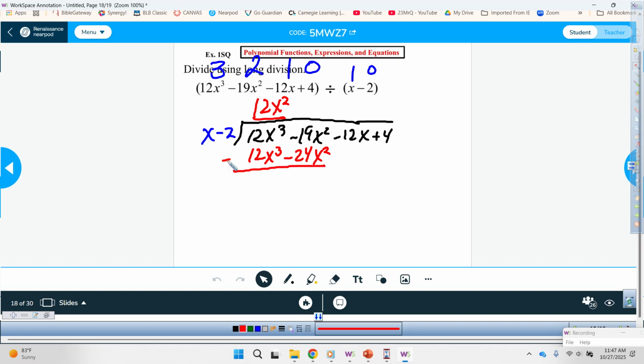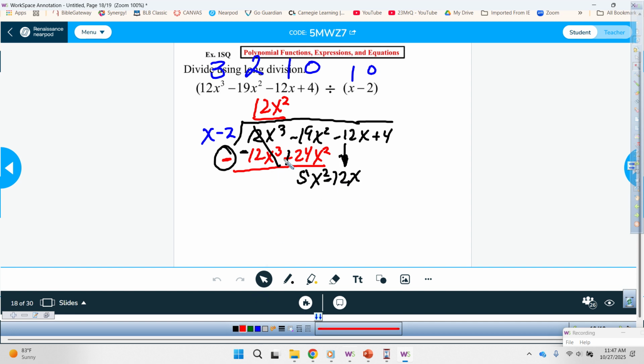What are we going to do? We're going to subtract. Look up, please. Make sure you write the subtraction somewhere to the left. You circle it, distribute here and here. So, this cancels. 24 minus 19 is 5x squared. Bring down the next term. What is my next term? 12x, and it's a negative.